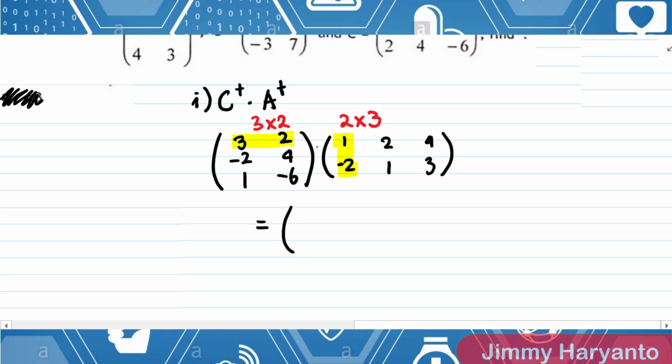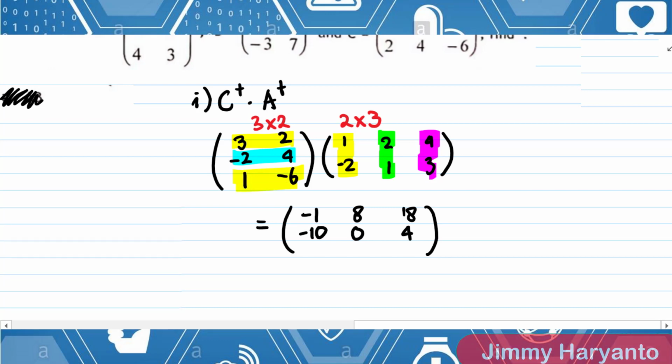So let's start with the first row and the first column. You'll get 3 and negative 4 equals negative 1, and then go to the second column. You will get 6 and 2 equals 8. For the third one is 12, 6 equals 18. For the second row, you will get negative 2 and negative 8 equals negative 10, and then negative 4 and 4 equals 0, and negative 8 and 12 equals 4.